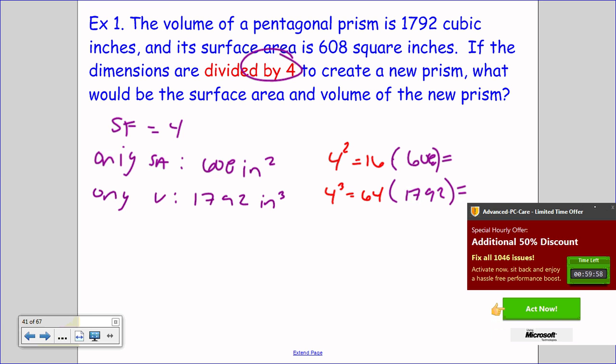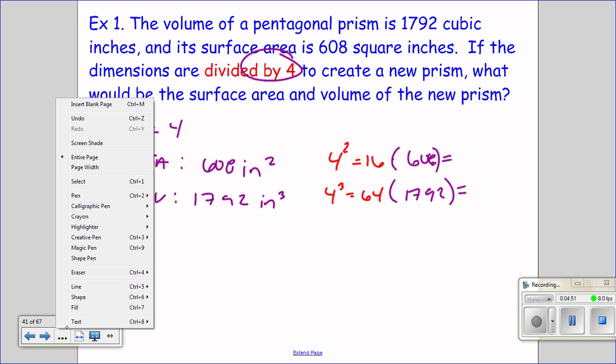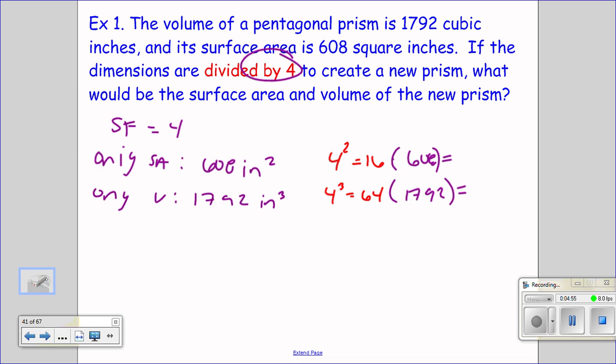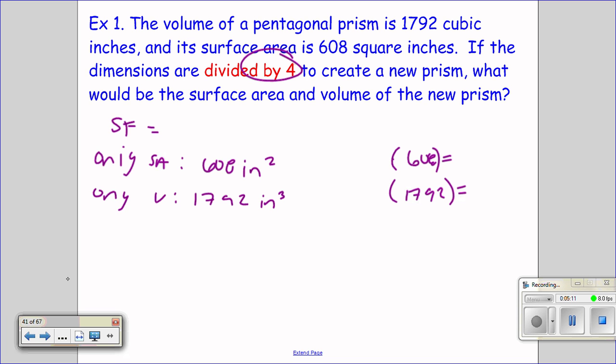Oh, these pop-ups, my goodness. So, sorry, wrong scale factor. We're dividing by 4, which means the figure's going to get smaller, not larger. So the scale factor should be 1 over 4.